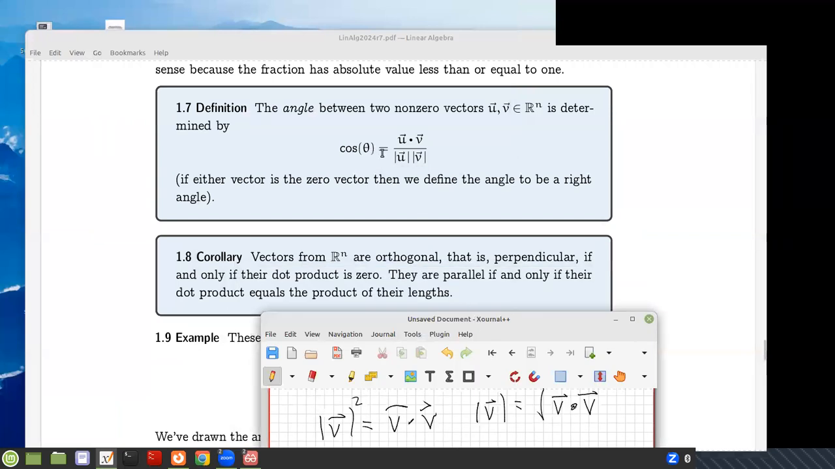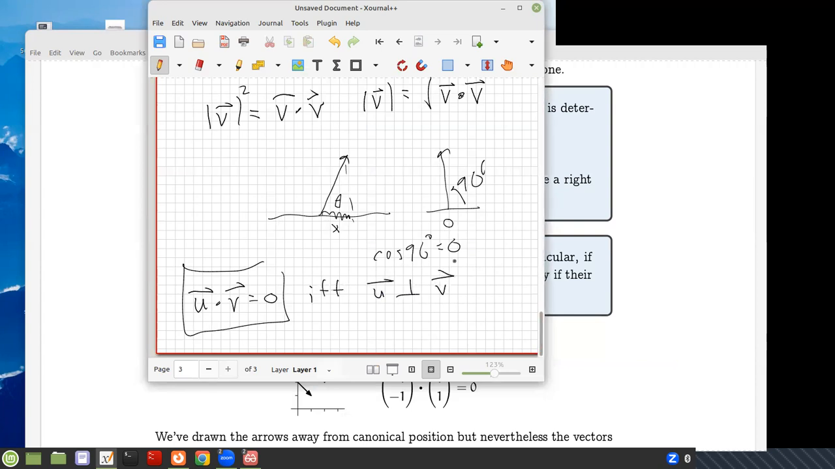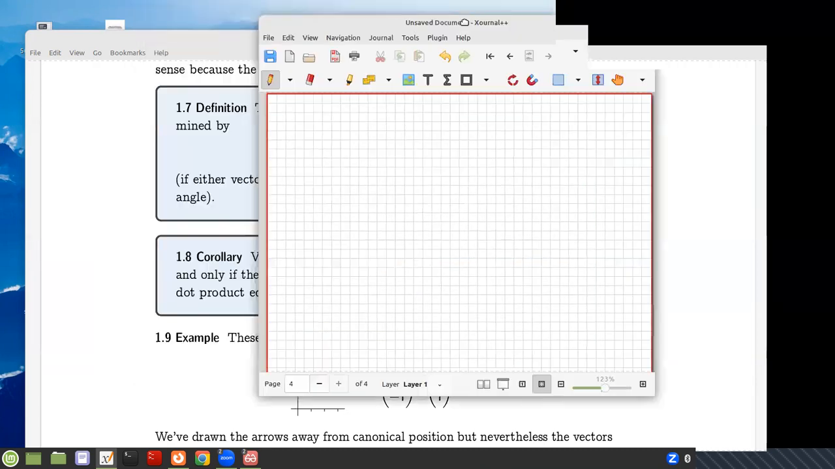So this is 0 exactly for vectors that aren't 0 themselves when the dot product is 0. So 2 vectors are perpendicular if U dot V equals 0. So that's our test. That's the whole point of this. We've got the lengths. We've got the condition for 2 vectors to be perpendicular. And we're getting to the place soon where you can do something with this.